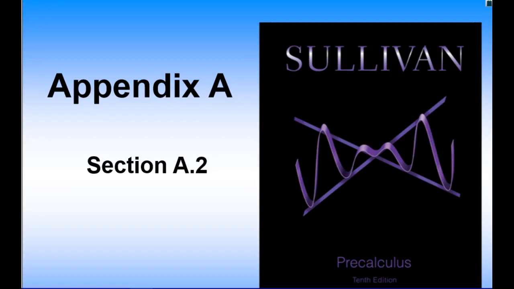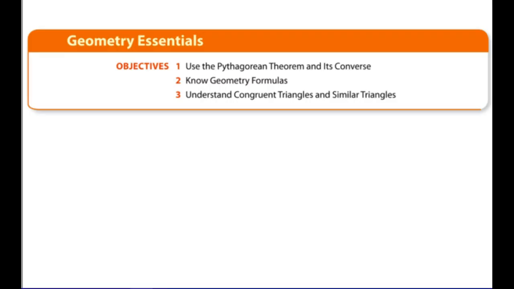All right, here we're continuing our algebra review, and this is section 2. In this section, we're really going to be looking back at some geometry things that we're really going to need. So here are our learning targets for today. First, we're going to be using the Pythagorean theorem and its converse. Then we're going to go through some general geometry formulas that we're going to be using, and then looking at congruent and similar triangles.